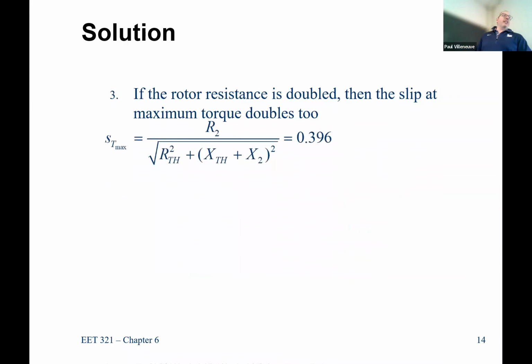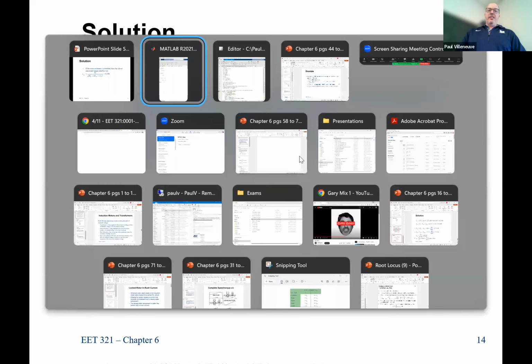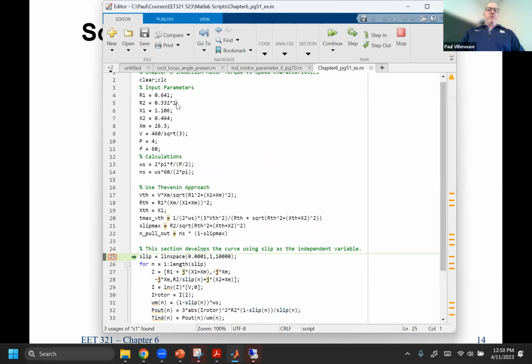Now, that is the case of the problem, when I did everything with R2 being that value. Let's go back to MATLAB, and can you see why I put a multiply by 1 over here? Isn't it pretty darn easy to just say, let's multiply that by 2 if we're going to double the rotor resistance? So I can change that to a 2. And now I've doubled the rotor resistance.